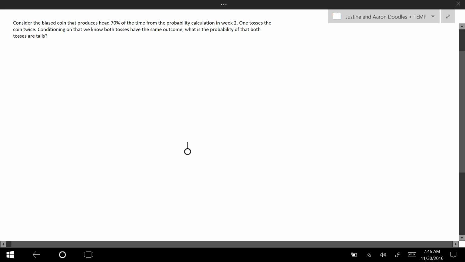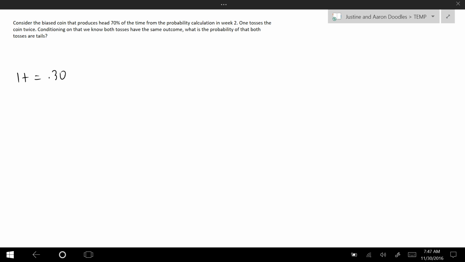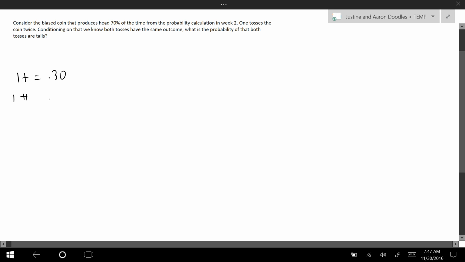One of the first things that I like to do is identify some of the variables that are on here, or some of the things that we can write down. Now, we know that one tail equals 30%. So in this biased coin, if you flip a tail, it's only 30% of the time that's going to show up. Also, the given is one head equals 70%, 0.7. Additionally, we know from previous activities that two tails equals 0.09 and two heads equals 0.49.